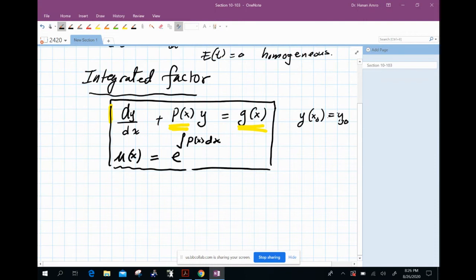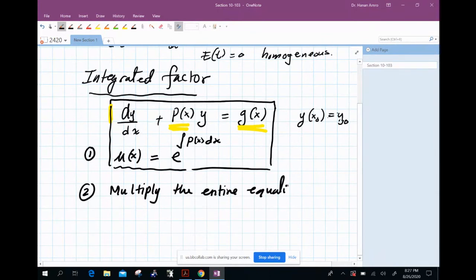Now, step 1, we will find what we mean by this. Step 2, we'll multiply the whole equation, the entire equation, by u of x, which is the integrating factor. The third step, we integrate and solve for y.